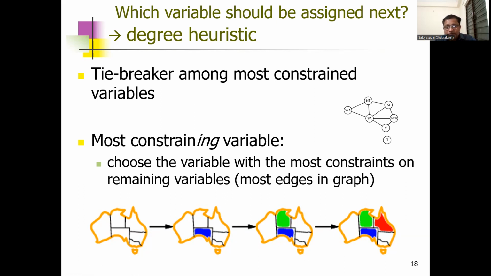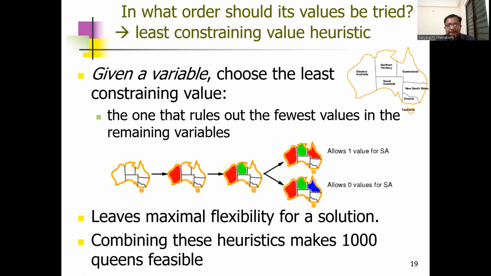The most constraining variable here is only New South Wales, but still Queensland is colored because of the factor of least remaining value. For Queensland, the remaining value is only one, and that is red. That's why Queensland is chosen. So there is a combination of least remaining value, degree heuristic, and most constraining variable. These three combinations we can have.